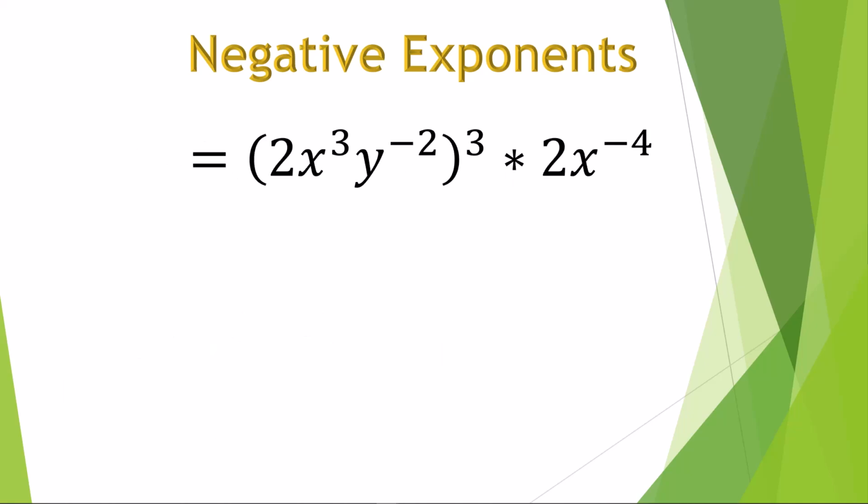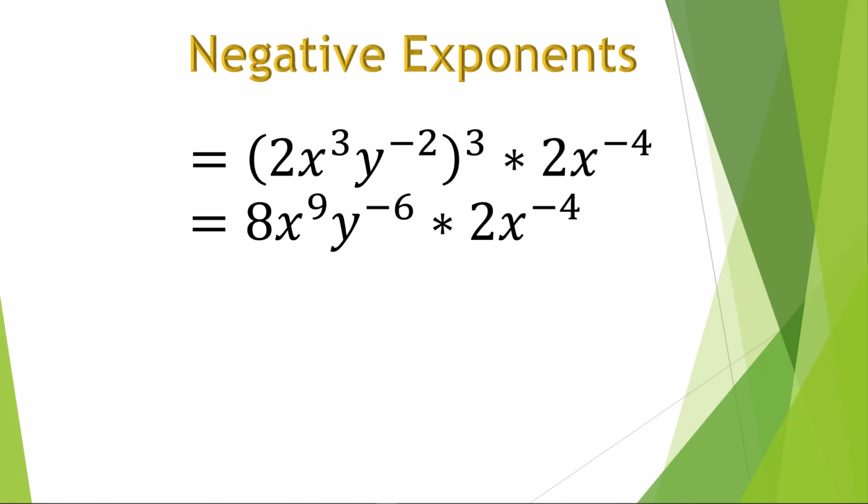Let's do one more. Here is a power of a power, which requires applying the power rule, distributing the exponent 3 to each of the terms inside the parentheses. First, 2 cubed is 8, and then x cubed cubed is x to the 9th. And finally, y to the negative 2 power cubed is y to the negative 6, all multiplied by 2 times x to the negative 4.